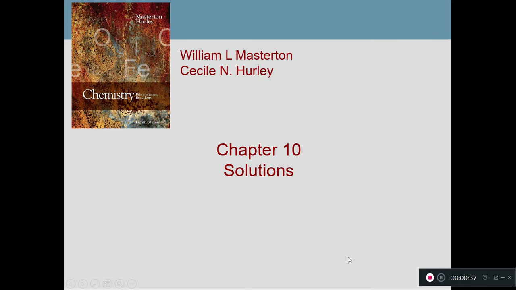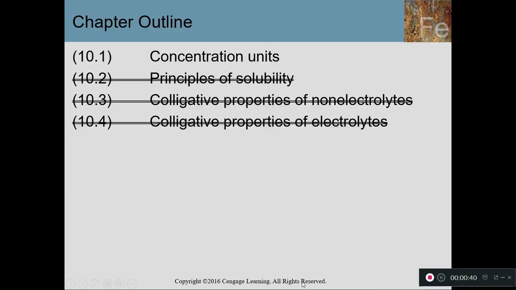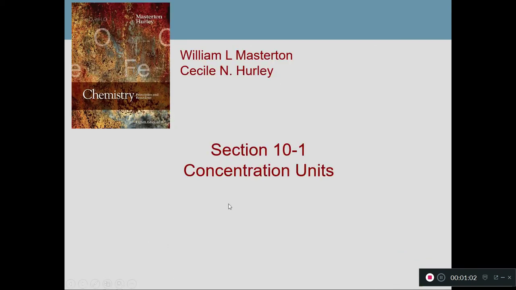So this chapter is chapter 10. It's on solutions, and it covers a lot of information, but the very first section discusses the different ways to calculate concentration for different purposes. The rest of the information there, the principles of solubility and colligative properties, will all fall into AP Chem. But for this chapter, I just want to cover the different ways to determine the concentration of a solution. So section 1 is all we're going to do.